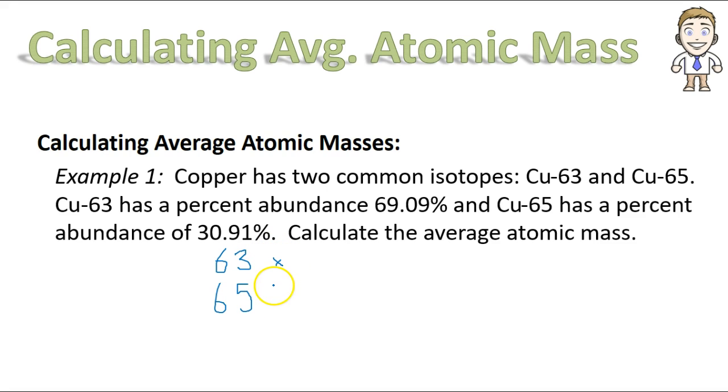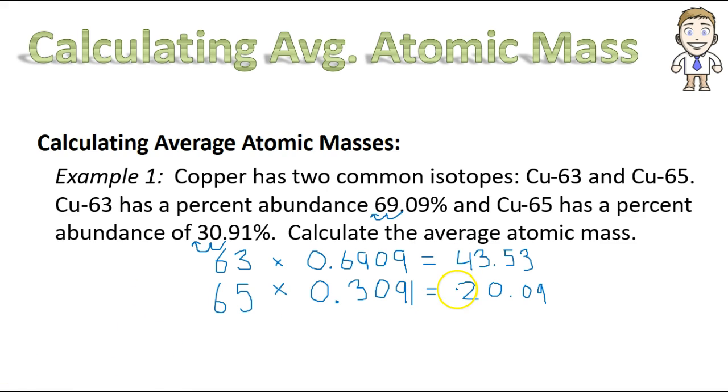Once you've got the masses listed, you multiply them by the percent abundance, but with the decimal place moved 2 digits to the left. So for copper 63, multiply it by 0.6909, not the actual percentage. Same thing for copper 65. Its percent abundance, with the decimal moved 2 to the left, should be 0.3091. After that, you just do the multiplication and write the answers on the end.